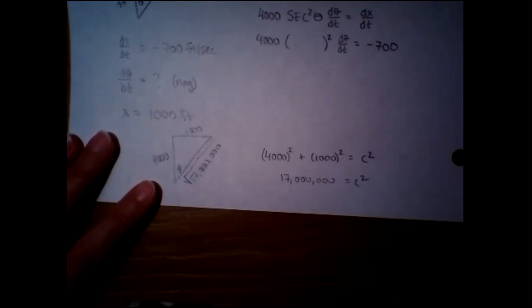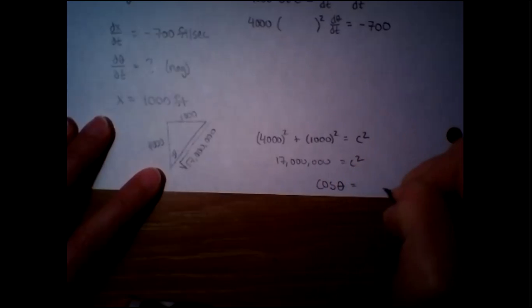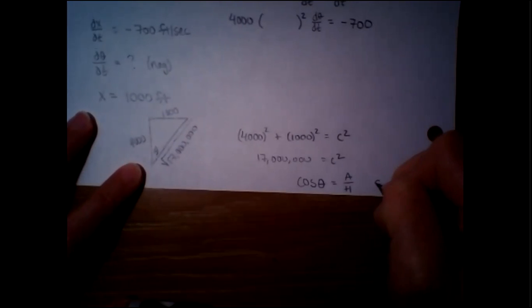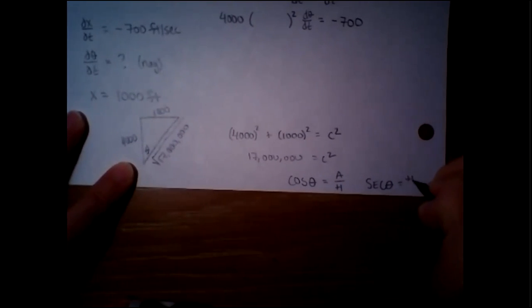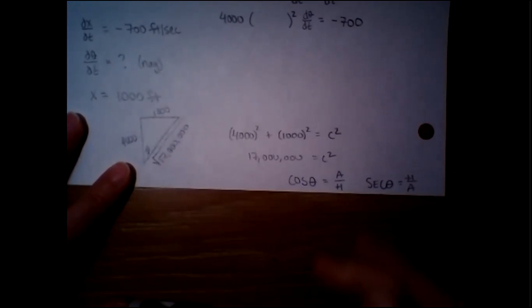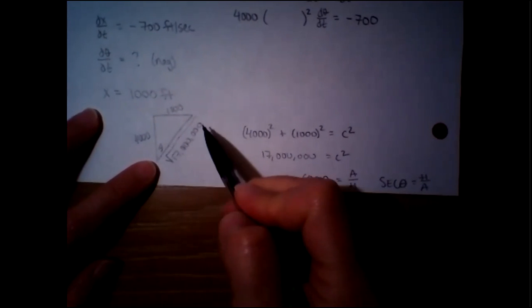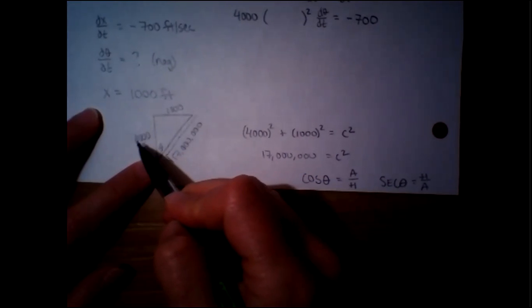So to review our SOHCAHTOA, cosine of an angle is adjacent over hypotenuse. So secant, because that's what we're trying to find, would be hypotenuse over adjacent. It's the reciprocal function of cosine. So if we do hypotenuse over adjacent, that's going to be this crazy square root of 17 million over the adjacent, which is 4,000.